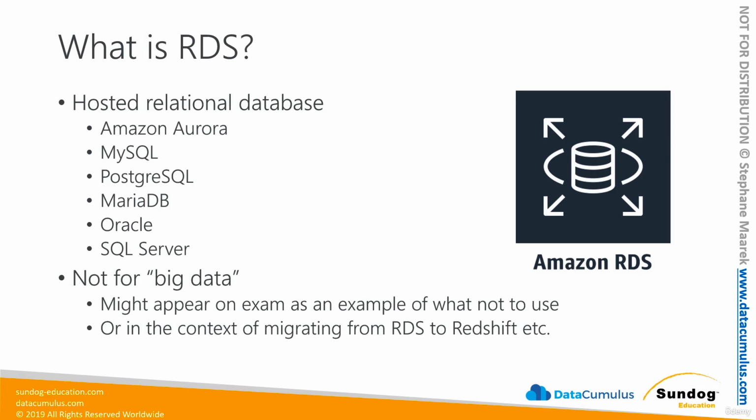But it's not for big data. Like I said, it might appear in the exam as an example of what not to use for a big data problem, or in the context of migrating from RDS into Redshift or something like that. It's made for smaller needs, where you can get away with a single database host and store all of your data in there. For example, I use RDS in Amazon Aurora for backing up my websites. So for WordPress, it's using RDS as its backing store for that.